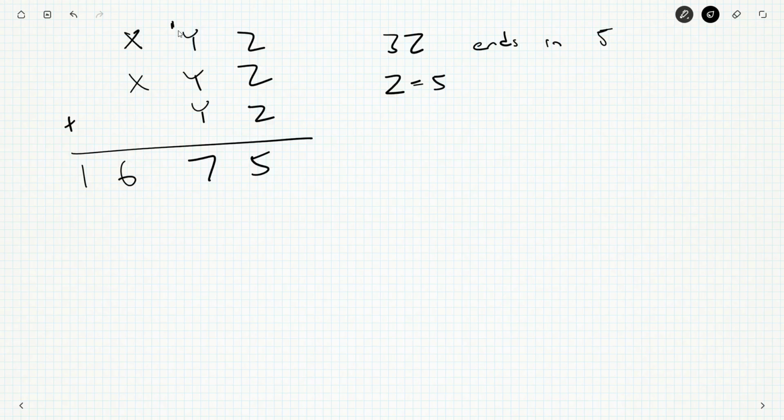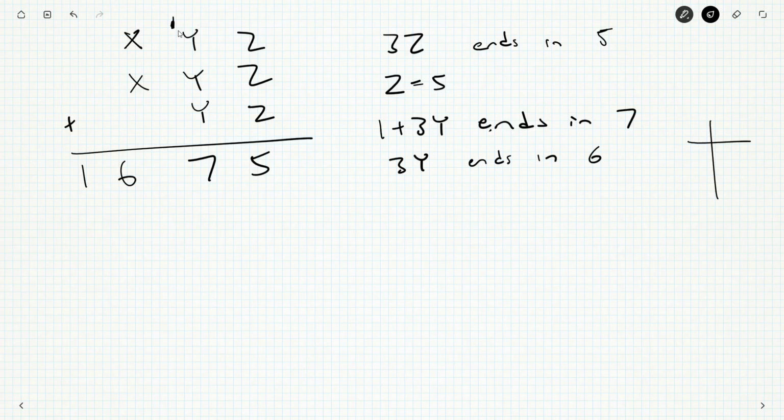Okay? So now, we know that 1 plus 3y ends in a 7. It doesn't necessarily equal 7, but it might. But I know that it ends in a 7. So since it's 1 plus 3y, I can tell you that 3y ends in a 6.